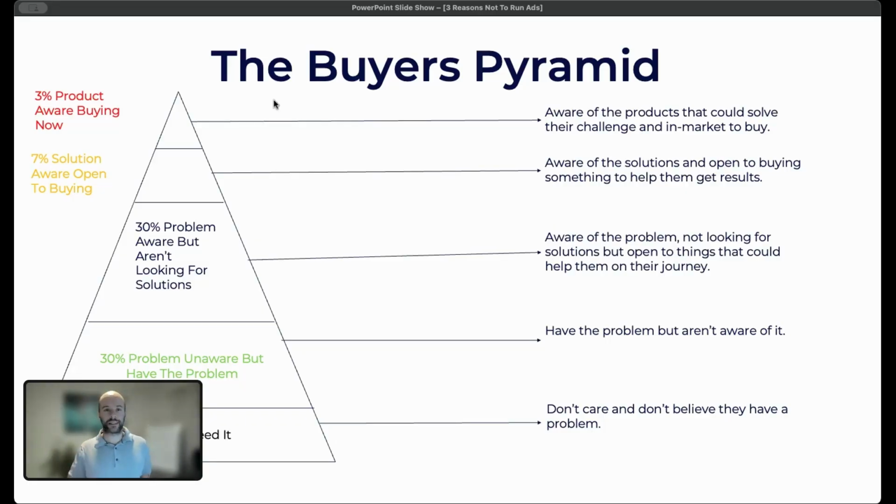So if we were selling shoes to women over 40, and we won't go into niching it down for this example, women over 40 looking for new shoes, we've got 3% that are in market, 7% open to buying, 30% problem aware. And 30% of that market don't give a crap. They're not really looking for anything. And then there's 70% of the market that we can start to play in.